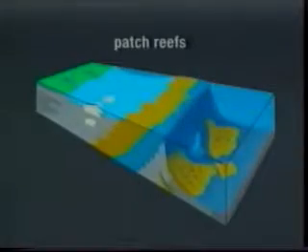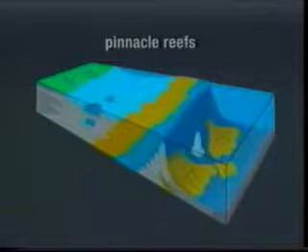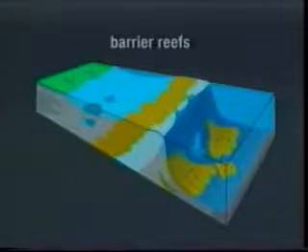Boundstone is bound together during deposition and occurs as ecologic patch reefs on the shelf, pinnacle reefs on the foreslope, and as ecologic barrier reefs on the shelf margin. Now let's examine a special type of carbonate rock, dolomite. Dolomite is important because it is generally a more porous and permeable rock than limestone and forms many of the best carbonate oil and gas reservoirs.